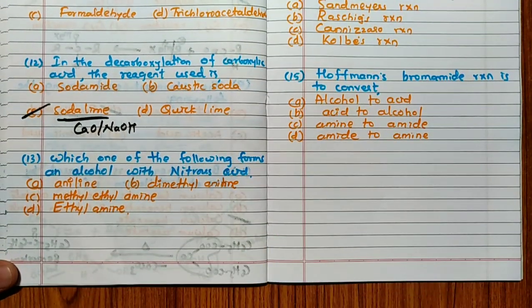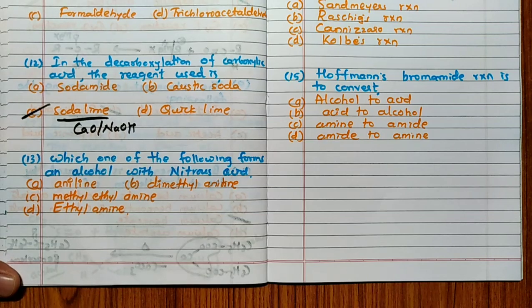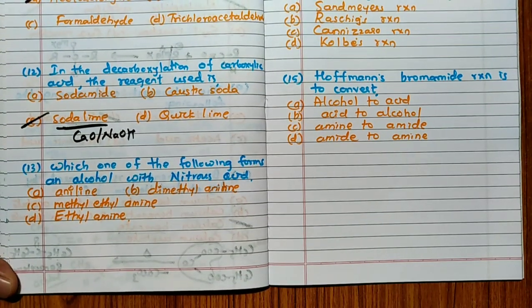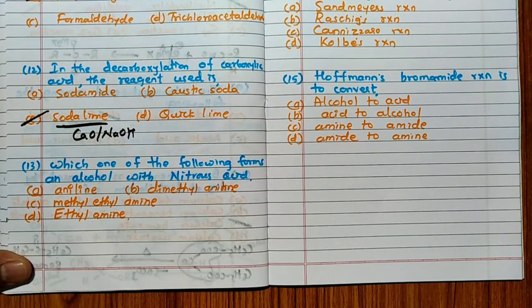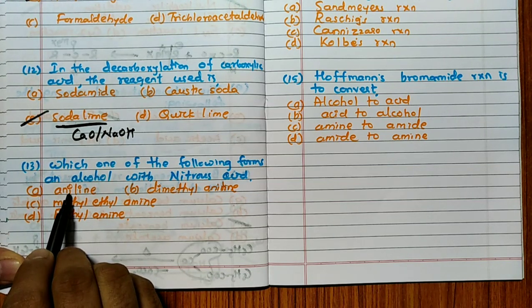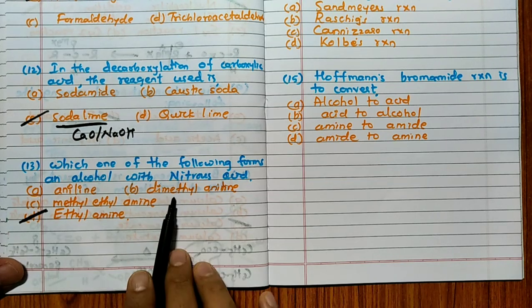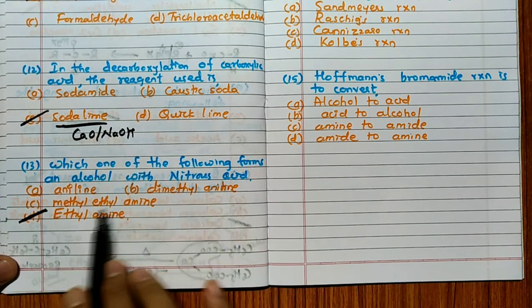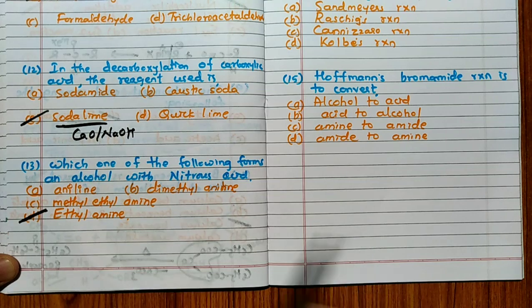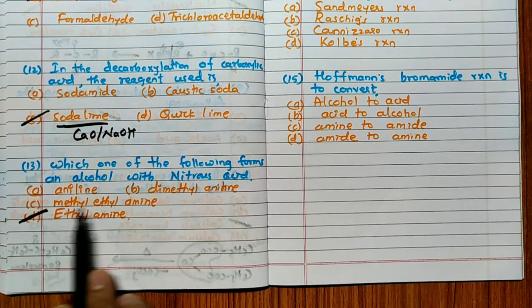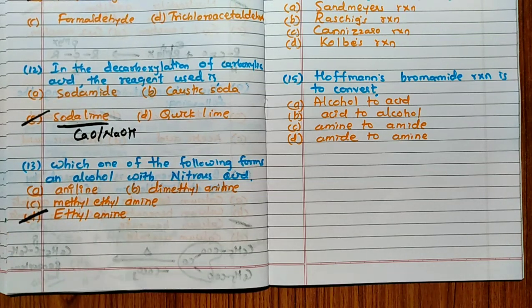Which one of the following forms an alcohol with nitrous acid? Alcohol with nitrous acid, remember, in this particular case, it should be a primary amine. Because a primary amine always forms an alcohol, and aniline always results in benzene diazonium chloride. Because of that reason, remember, primary in all these cases, that is ethylamine. So the answer for this is ethylamine. Dimethylamine is secondary, and aniline is there, not necessary, it will not form. Methylethylamine is secondary, so ethylamine is the answer.